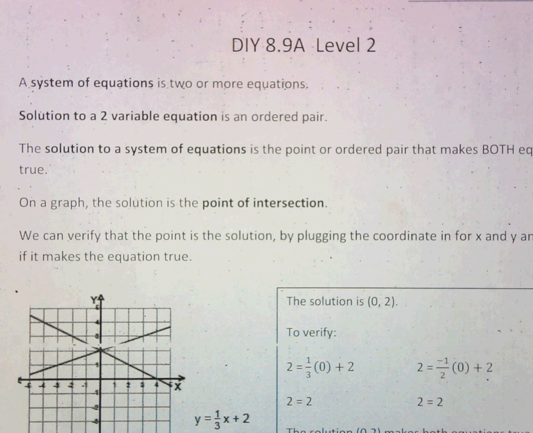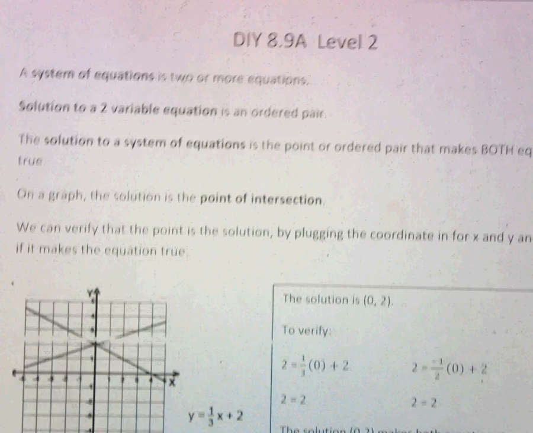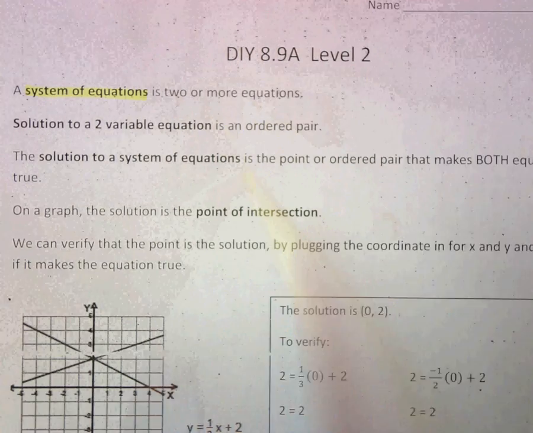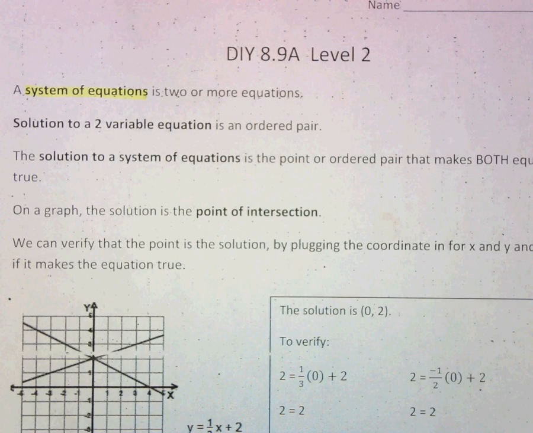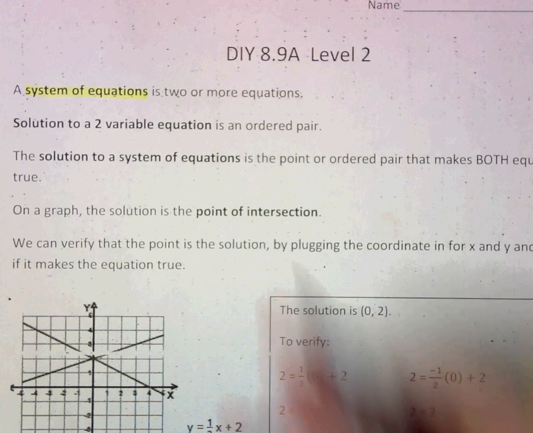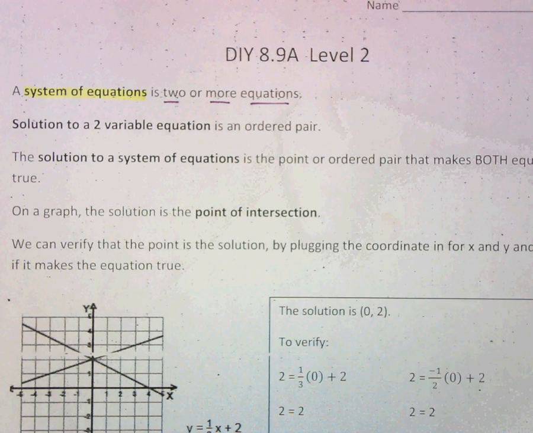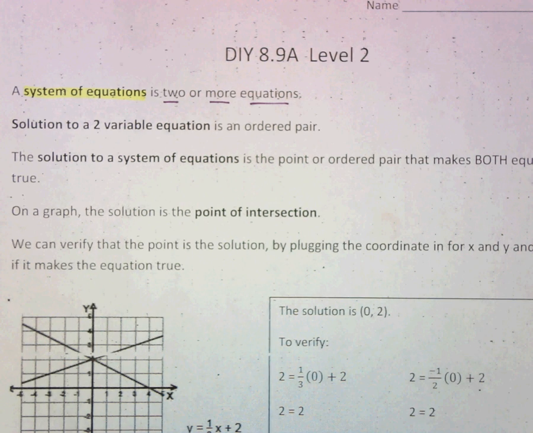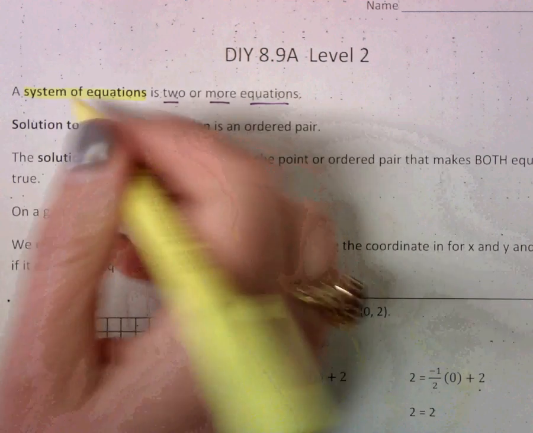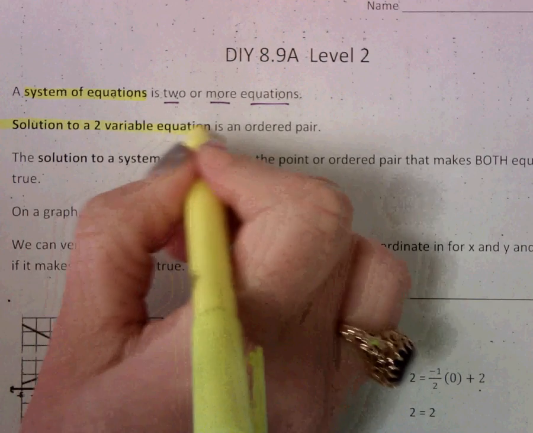Okay, in this lesson we're going to look a little bit at some vocabulary. First of all, you need to know what a system of equations is. And it's very simple. It's just two or more equations that are grouped together. That's it.